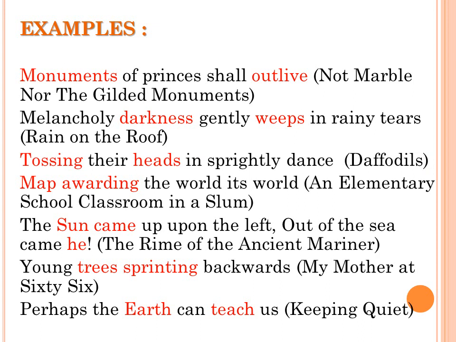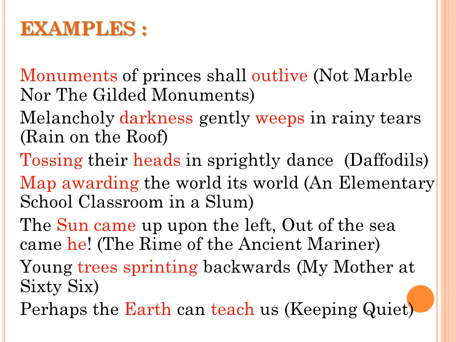Tossing their heads in sprightly dance. Here daffodils are presented as young children who are tossing their heads and dancing. Map awarding the world its world. Here map is giving the award of world to the people of the world, showing that it is your world. The sun came up upon the left, out of the sea came he. Here sun is presented as a living person. He pronoun is used for sun.